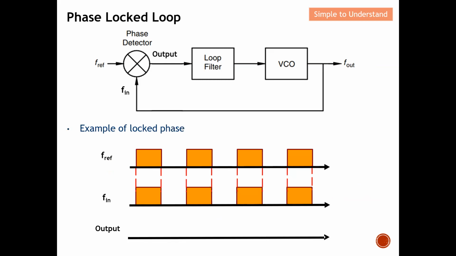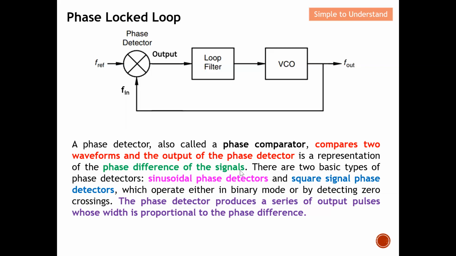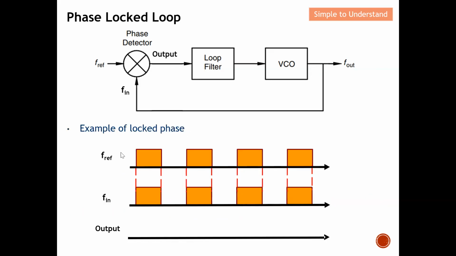Let's quickly understand. As I mentioned earlier, for this phase lock loop, you can see that we have the sinusoidal phase detector. We also have the square signal phase detector. For the case here, which I present, it belongs to the square type.